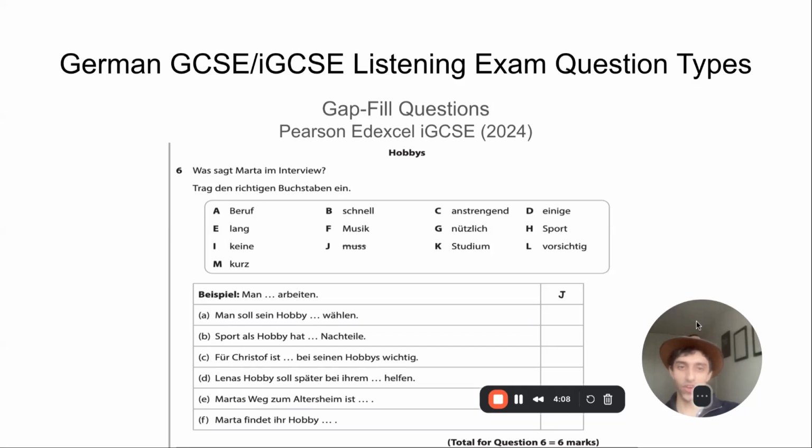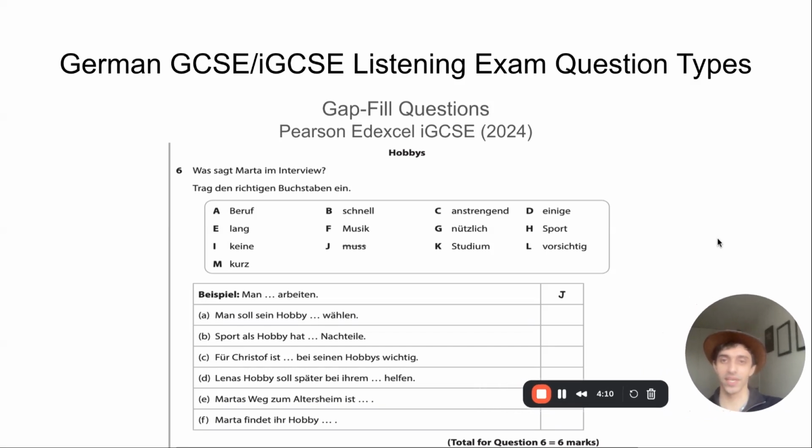Okay, so we're going to kick off by looking at gap fill questions. This particular example comes from a Pearson Edexcel iGCSE paper from 2024. So you can see the question itself written out. This is a screenshot of the actual question itself.